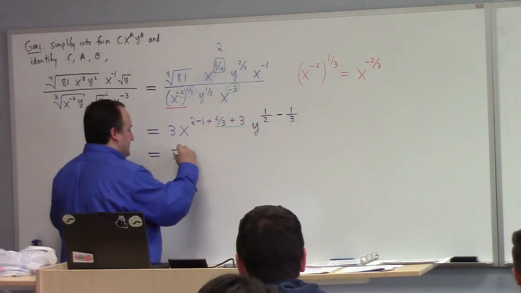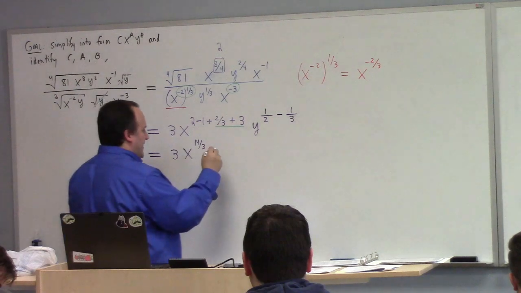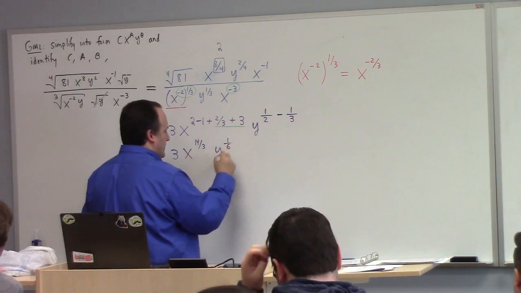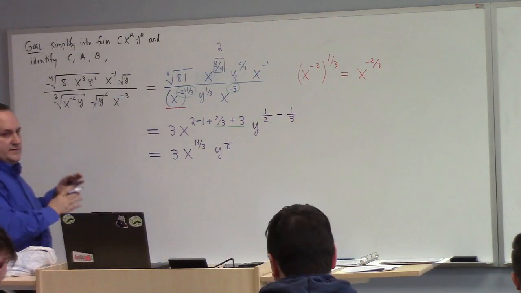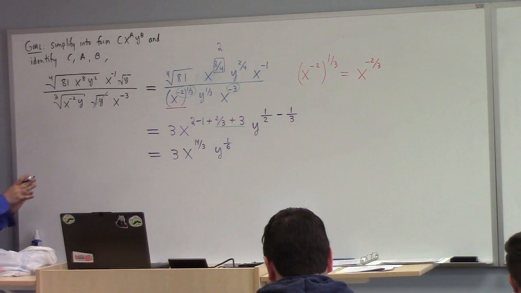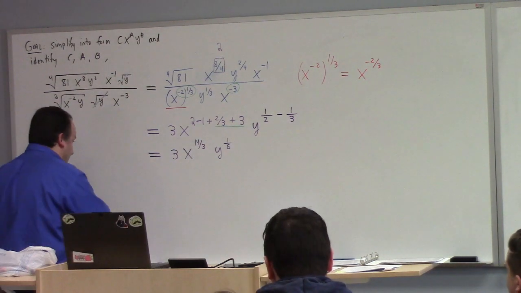14/3. Thank you. And then y to the y. What's a half minus a third? That's a sixth. That I can do. All right, so it's been simplified. Now, final step, identify what C, A, and B are.